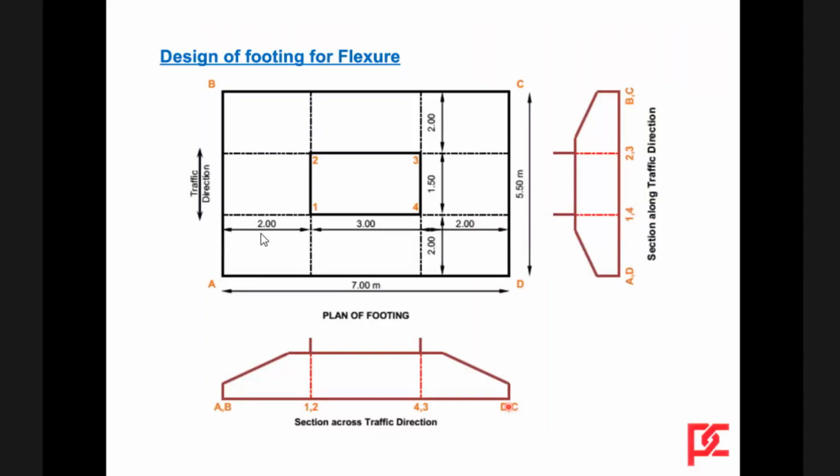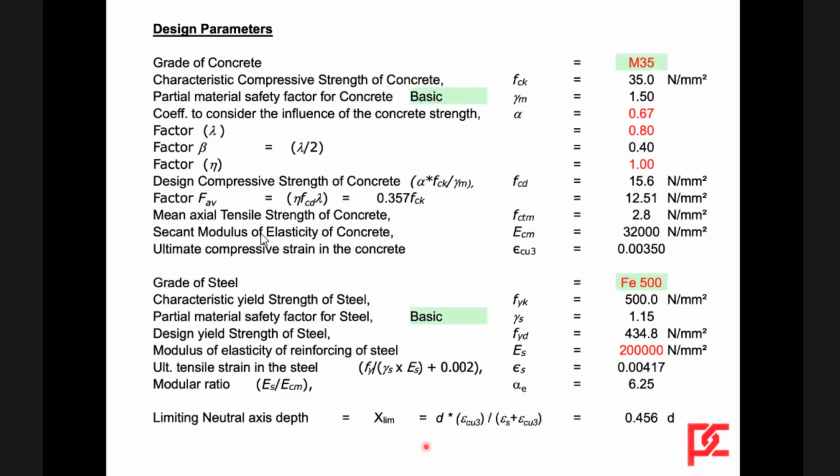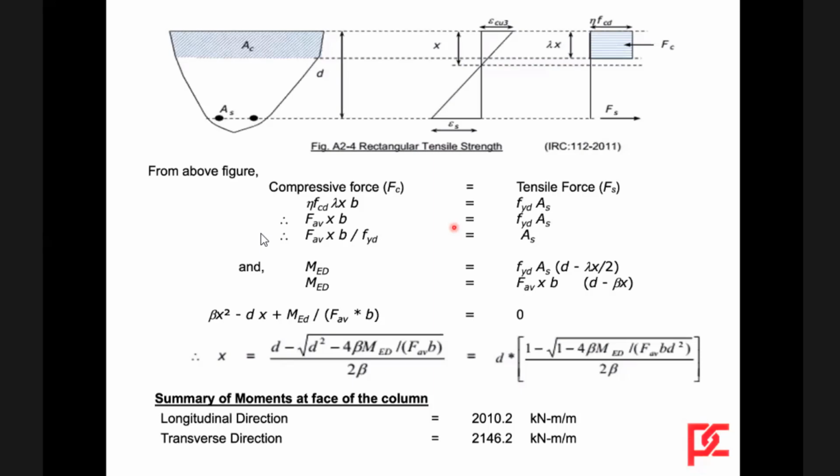Once foundation sizing is done, for the structural design of the foundation we have just taken sections like this in the traffic direction and across the traffic direction. And then these are all the typical coefficients. Everything is calculated from IRC 112. And this is the summary of moments at the face of the column. In the longitudinal direction, we have got 2000 kN meter per meter, and in the transverse direction we got 2146 kN meter per meter.